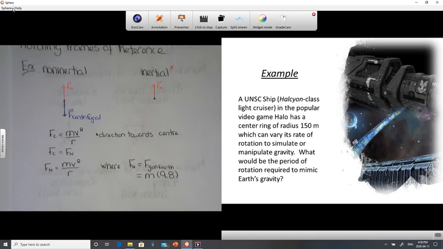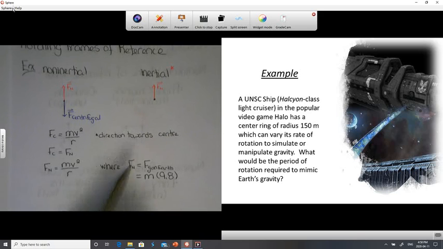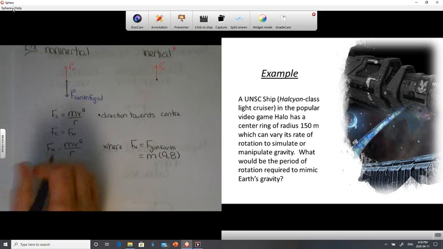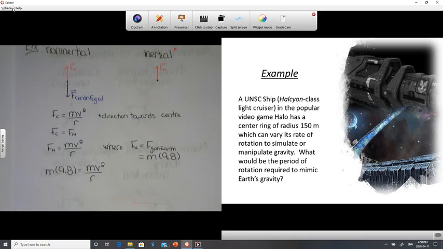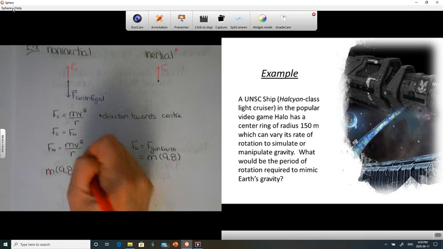I always save my units until the end. If you want units in there, meters per second squared for acceleration, or newtons per kilogram if you're going with gravitational field strength. So we're going to take this, which is equal to the normal force, and this, which is equal to the normal force, and we're going to set them equal to one another. So we've got m times 9.8 is equal to mv squared divided by r. Now we can see that we have this generic mass value on either side. That's going to cancel out.